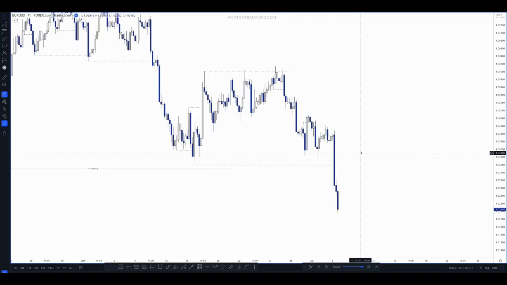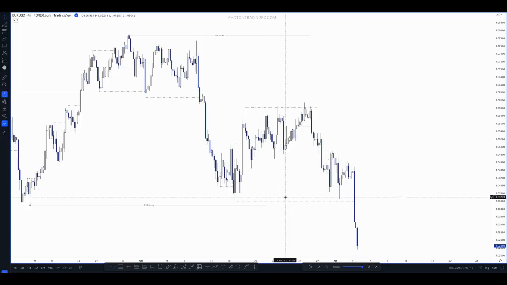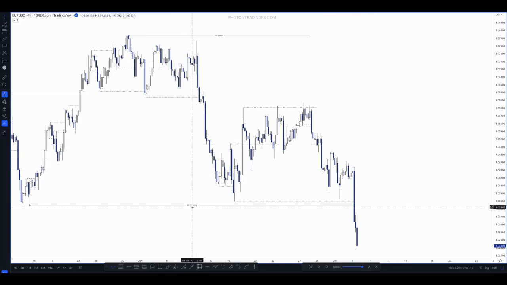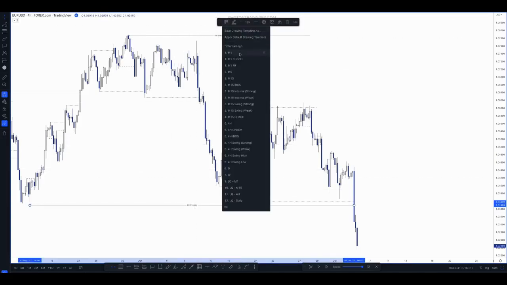But as you'll see, as we bring in more confluence, especially multi-time frame analysis, you can sometimes anticipate when strong structure on one time frame is going to fail, because it can be weak structure on another time frame, okay? But don't worry too much about that just yet.